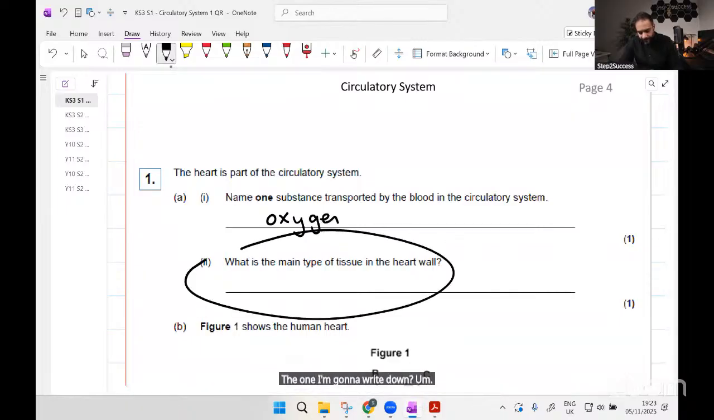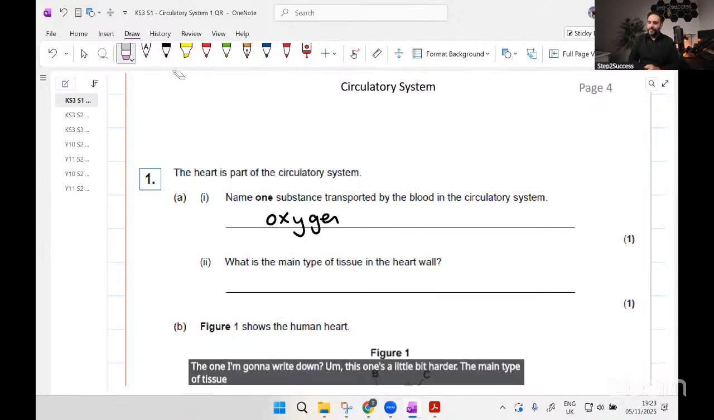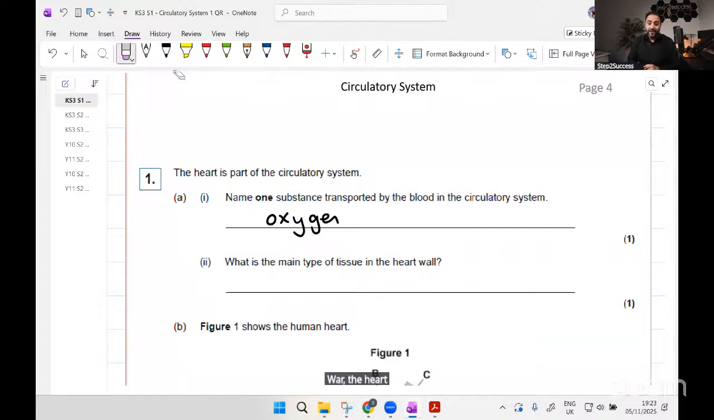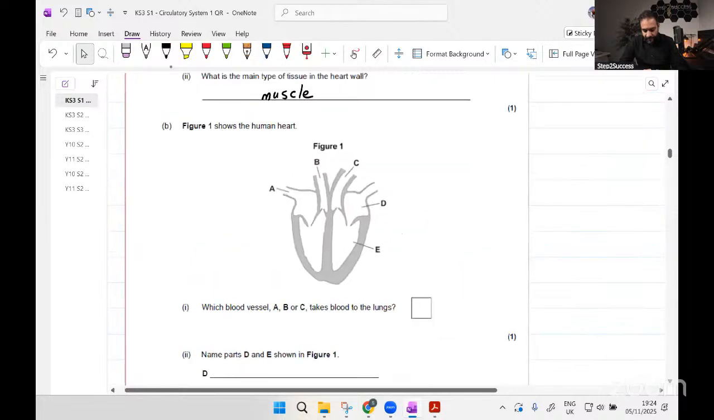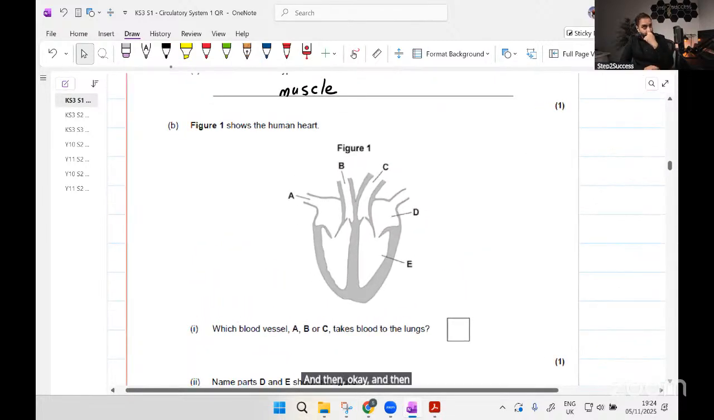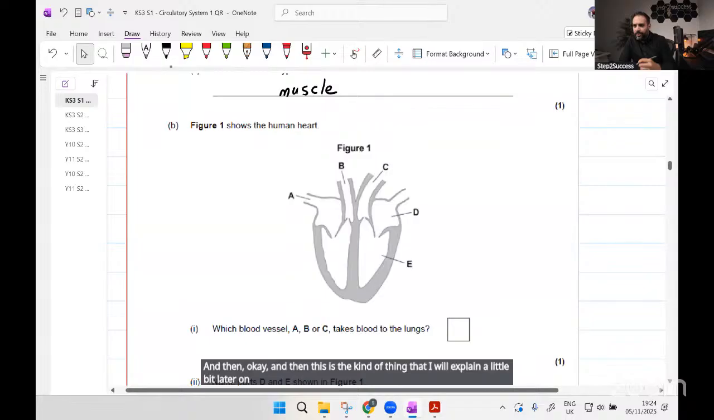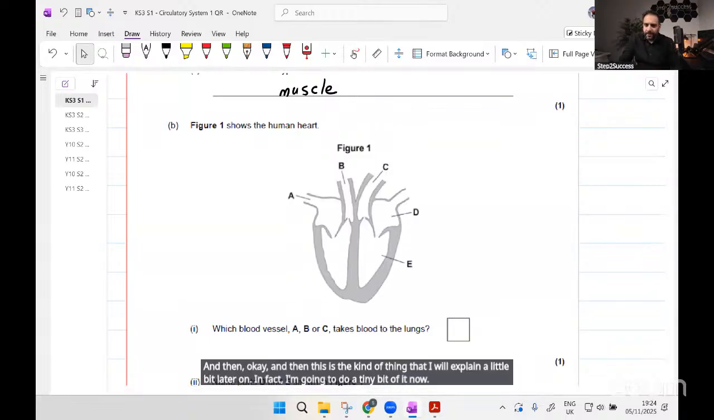This one's a little bit harder. The main type of tissue in the heart wall: the heart is actually just one really big muscle. And that's the type of tissue in the heart wall. It is all just a big muscle. And then this is the kind of thing that I will explain a little bit later on. In fact, I'm going to do a tiny bit of it now. I'm just keeping an eye on everybody's questions.